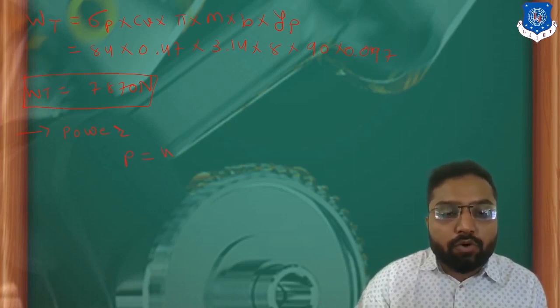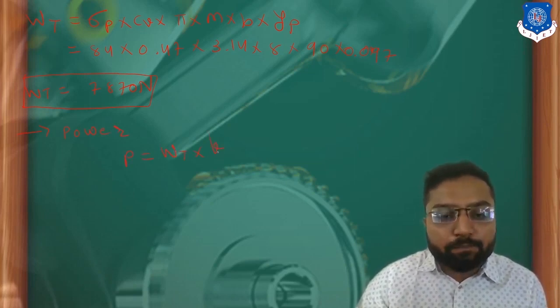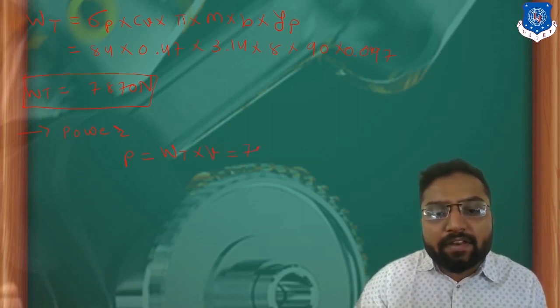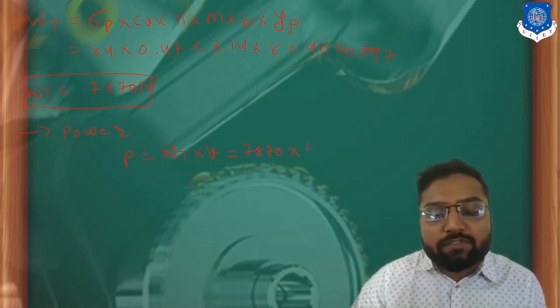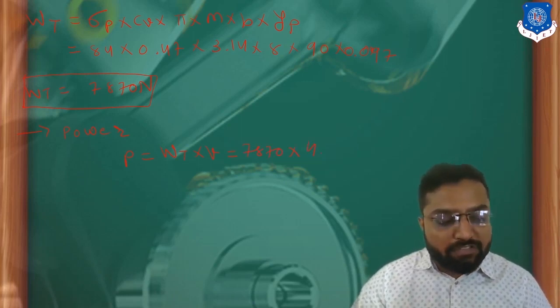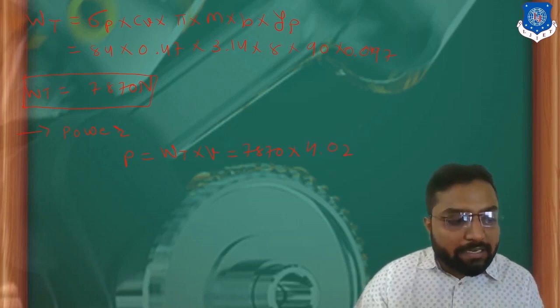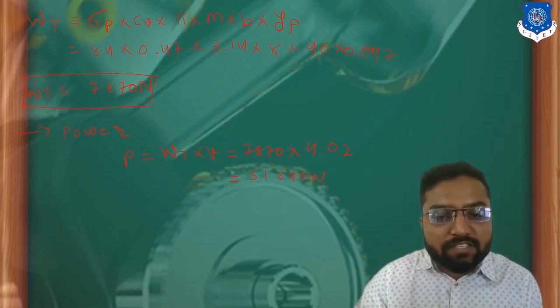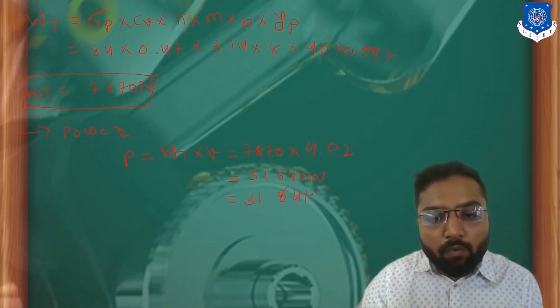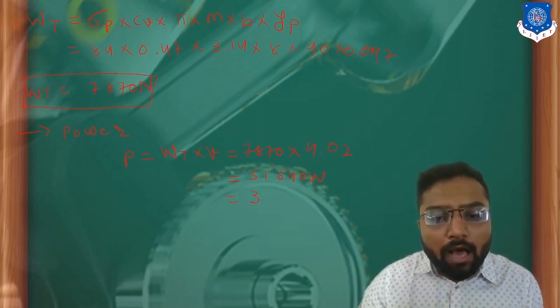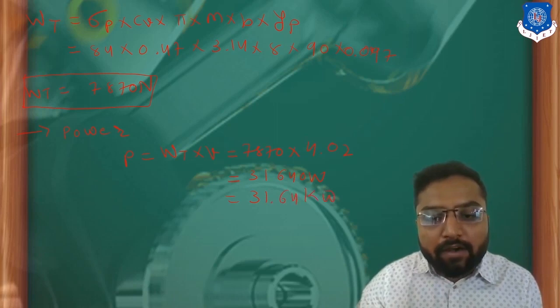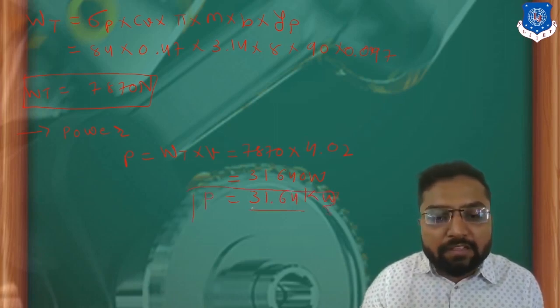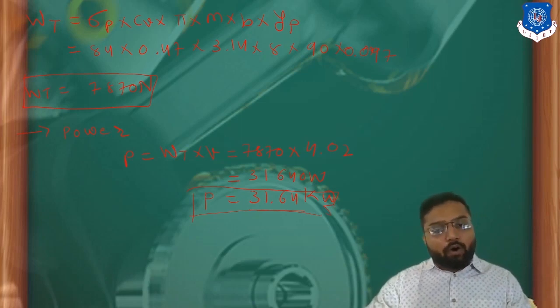Now, depending on this, we have to find out power. Our P is equal to WT into velocity V. So WT is 7870 newtons into the velocity we have found, 4.02 meter per second. So ultimately our power will be 31,640 watt, which is nothing but 31.64 kilowatt. So the power which this gear can transmit is 31.64 kilowatt.